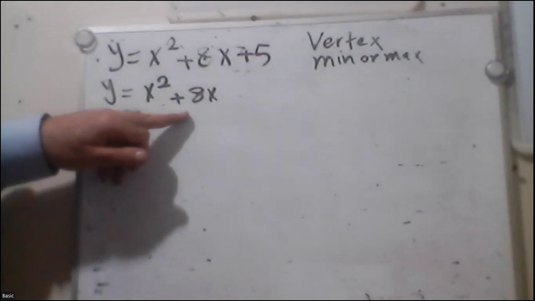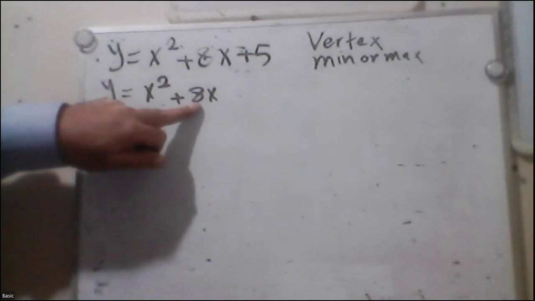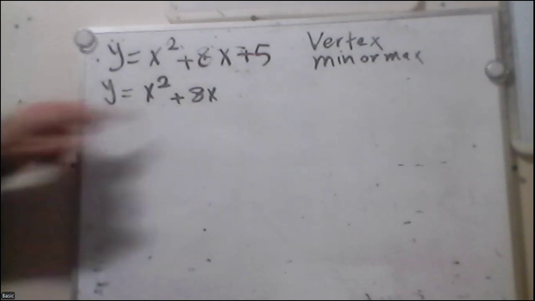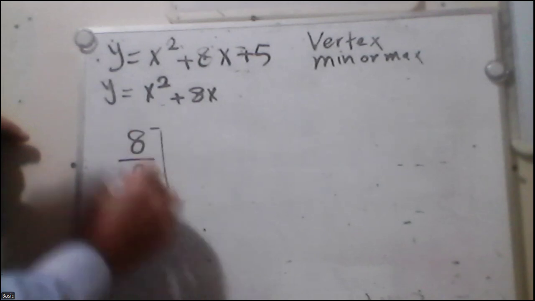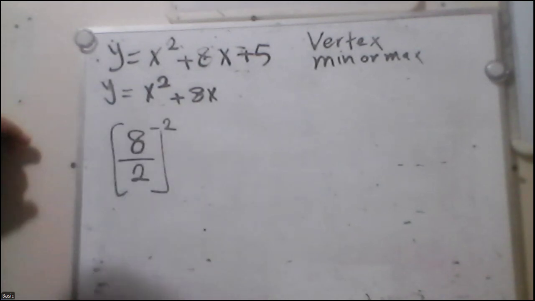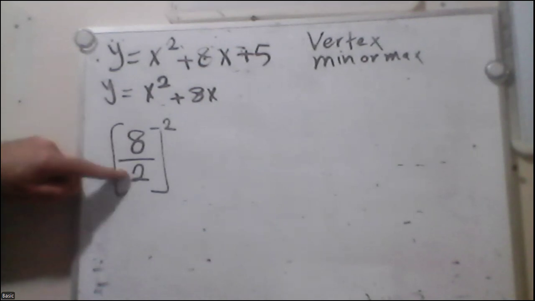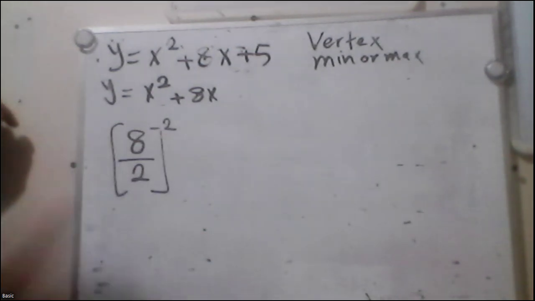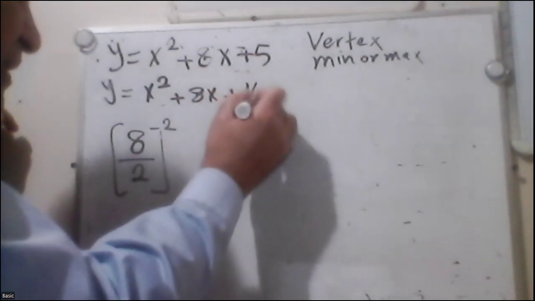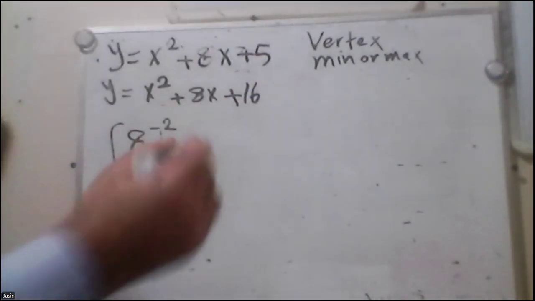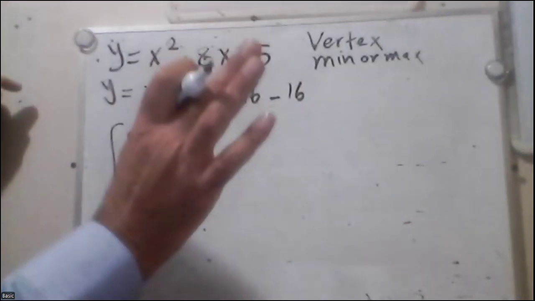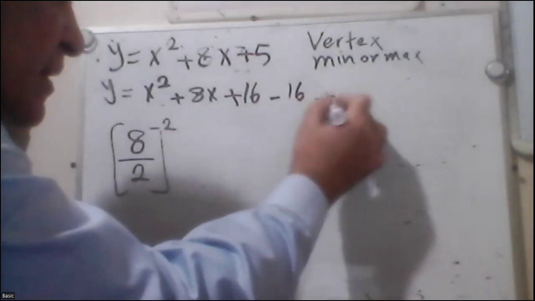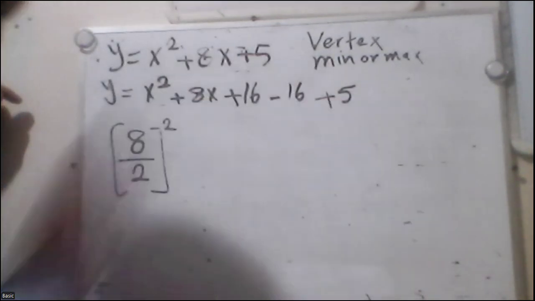So what I will do here is divide this coefficient of x by 2 and square it. What do we mean by this? 8 divided by 2, then square the result. 8 divided by 2 is 4, and 4 squared means 16. So I will put 16 here. You will ask, what are you doing? Just wait a minute. Then minus 16. So 16 minus 16, I didn't do anything, I returned back. Plus this 5.